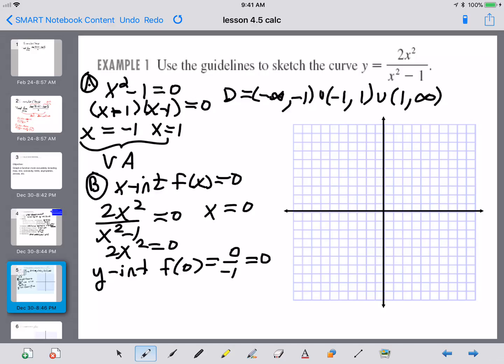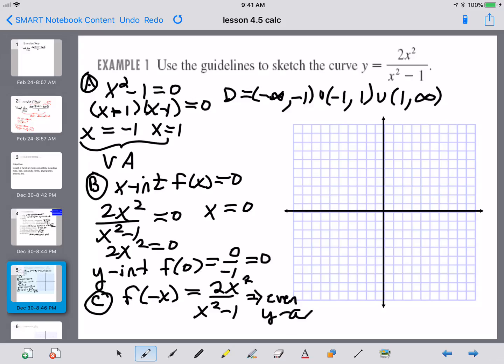Next, does this function have symmetry? The easiest way to find it is to plug in negative x. If I plug in negative x, I get exactly my original function, because all of those negatives would go in a square, which would go right back to being a positive. So that tells me it is an even function with y-axis symmetry. So whatever is on one side of the y-axis is mirrored on the other side. I can use that symmetry to help me.